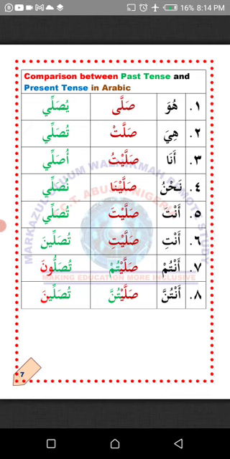Thamania, number 8. Antunna, all of you, referring to a group of female persons. Sallaytunna, you have all observed Salah, or you all observed Salah. Tusallina, the same form is applicable to both a single female person as well as a group of female persons. Tusallina, you are all observing Salah, or you all observe Salah. La'alaka fahimt? I hope you understand.